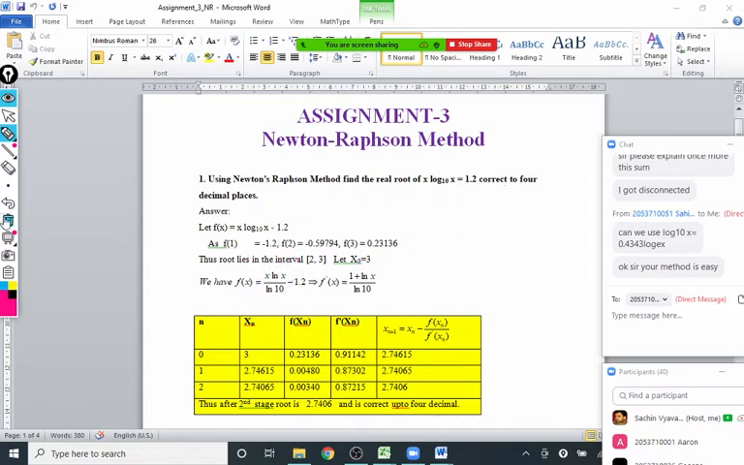So this one is f(x) first. Now to get f'(x), ln 10 as it is, and the derivative of x ln x is by the product rule. You'll observe the derivative of ln x is 1 by x. So x into 1 by x is 1, plus ln x into the derivative of x, which is 1. So 1 plus ln x. So this is f'(x).